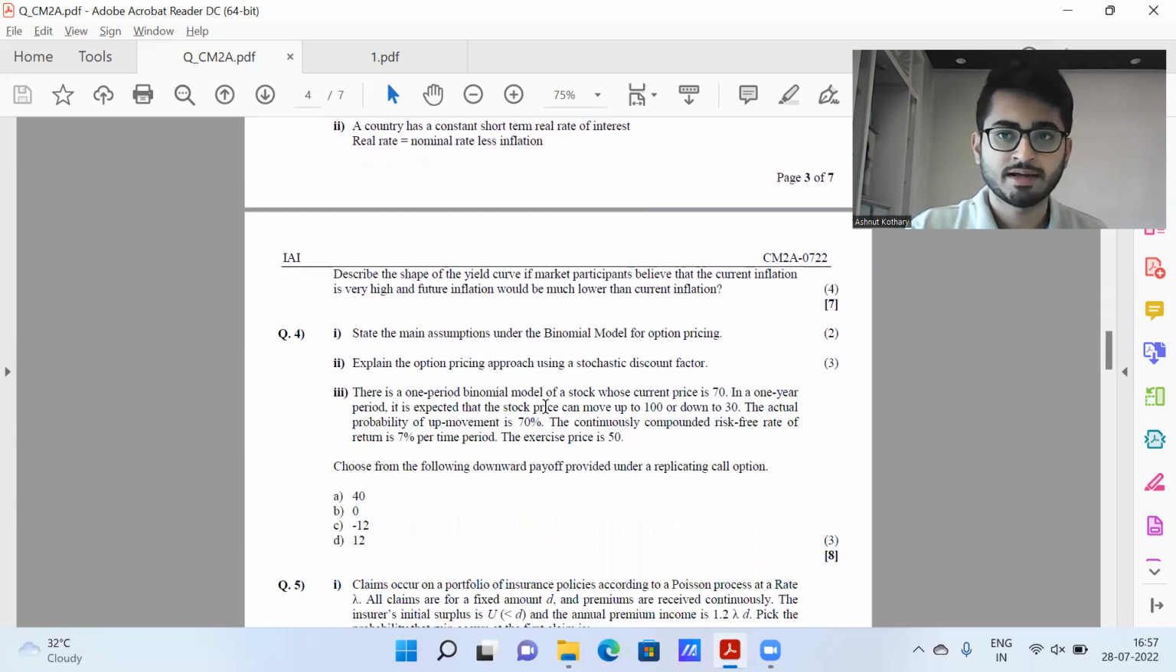For ones who have prepared, I guess most of you must have prepared for CM1 before appearing for CM2. So what they're saying is that a country has a constant real rate and the current rate of inflation is very high. It's expected to decrease in future. So if the inflation rates are expected to decrease in future, therefore the nominal rates of interest are also expected to decrease in future.